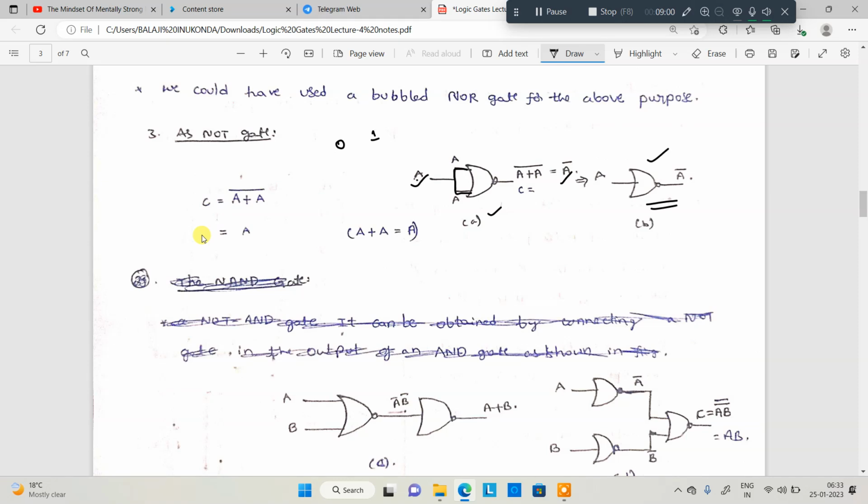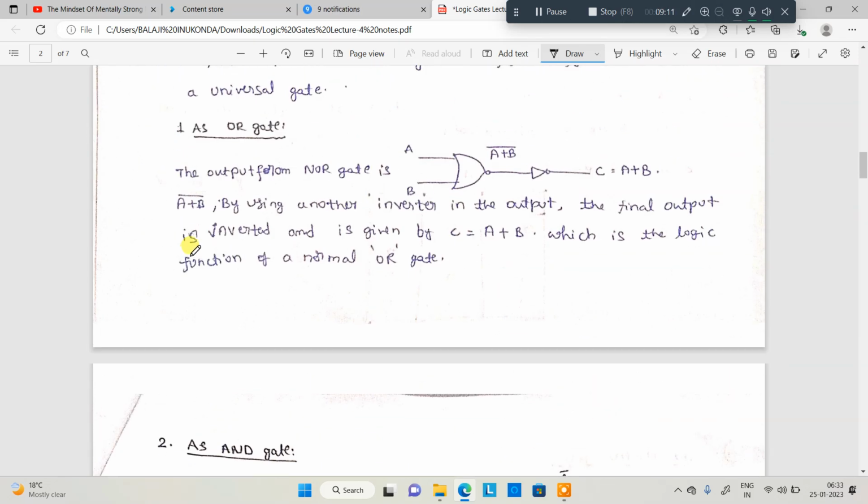So this is the NOT gate using the NOR gate. This is operated as a NOT gate. Everyone is clear? Now we are moving to the OR gate.